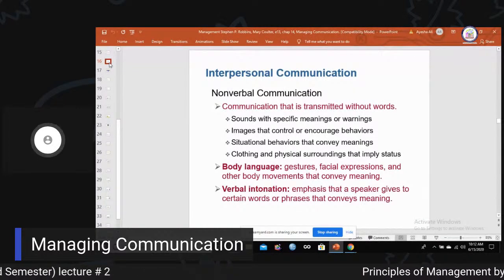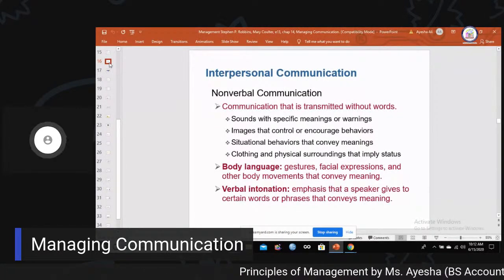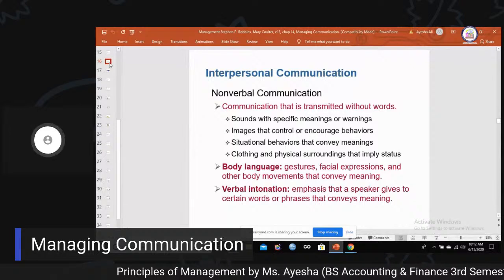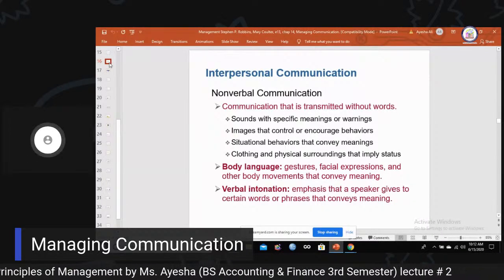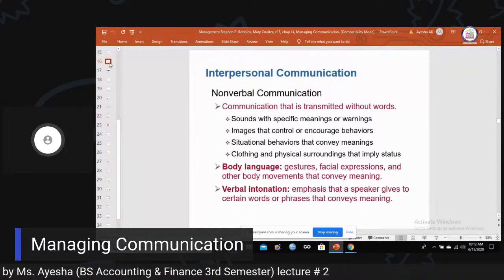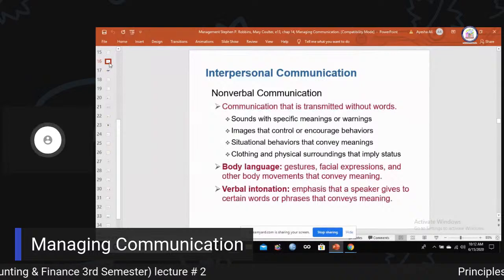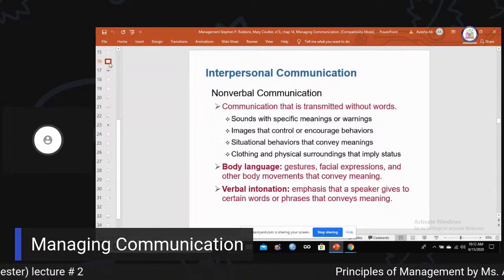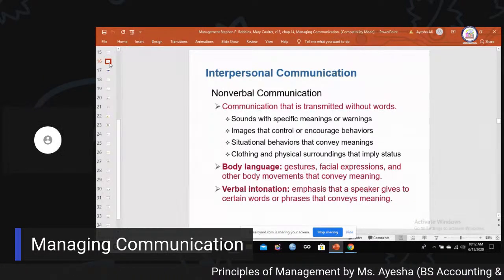Physical surroundings also give a message about status. If someone has a big office, we get the message that he or she must be in a good position. So we know about the status of an individual by their physical surroundings.